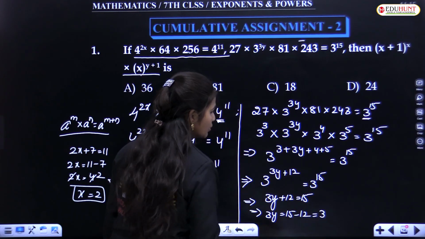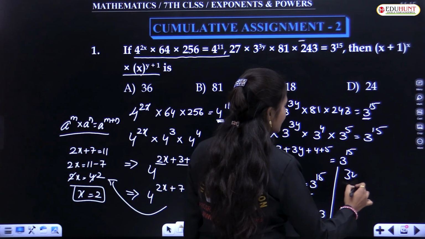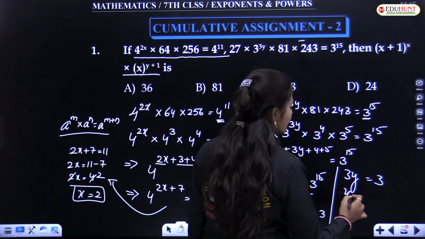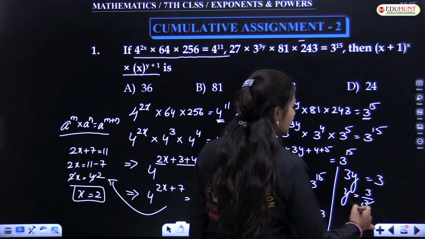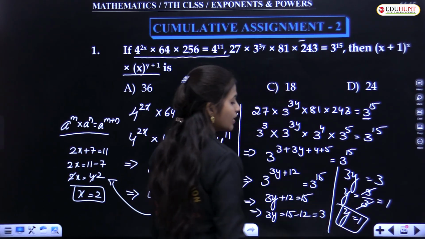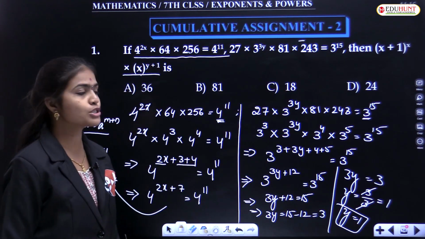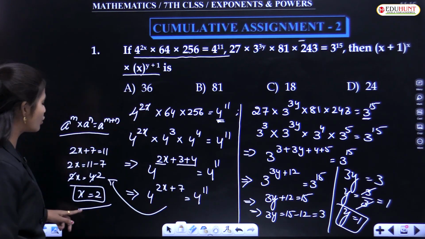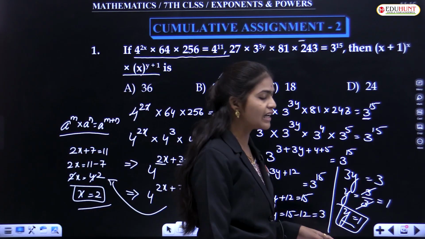So which is equals to 3. So here 3y is equals to 3. So from this one y is equals to 3 by 3. So 3 and 3 gets cancelled. So y is equals to 1. What is the value of y here? y is equals to 1. So x is equals to 2 and y is equals to 1 here we got, no?